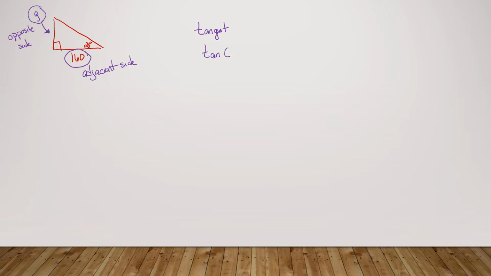So the tangent of theta is going to be equal to the opposite side over the adjacent side, correct? So my angle is 20 degrees. My opposite side, I have no idea, we called it G. My adjacent side is 160. To get the G by itself, multiply both sides by 160. Do you agree? Okay.